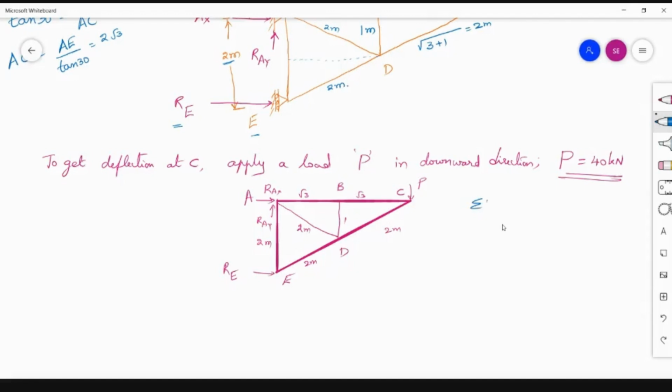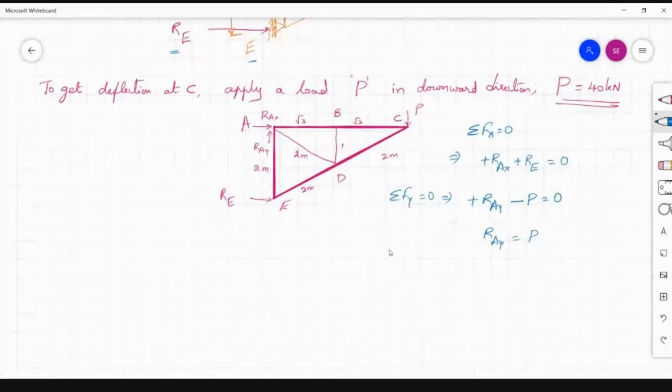Now, take sigma Fx equal to 0. That implies plus RAX plus RE equal to 0. Sigma Fy equal to 0: plus RAY, the upward force, minus P equal to 0. RAY equal to capital P. So the forces in the members are to be represented with respect to capital P. As you are differentiating the strain energy, dou U by dou P, all the terms should not be represented numerically. They should be represented with P.